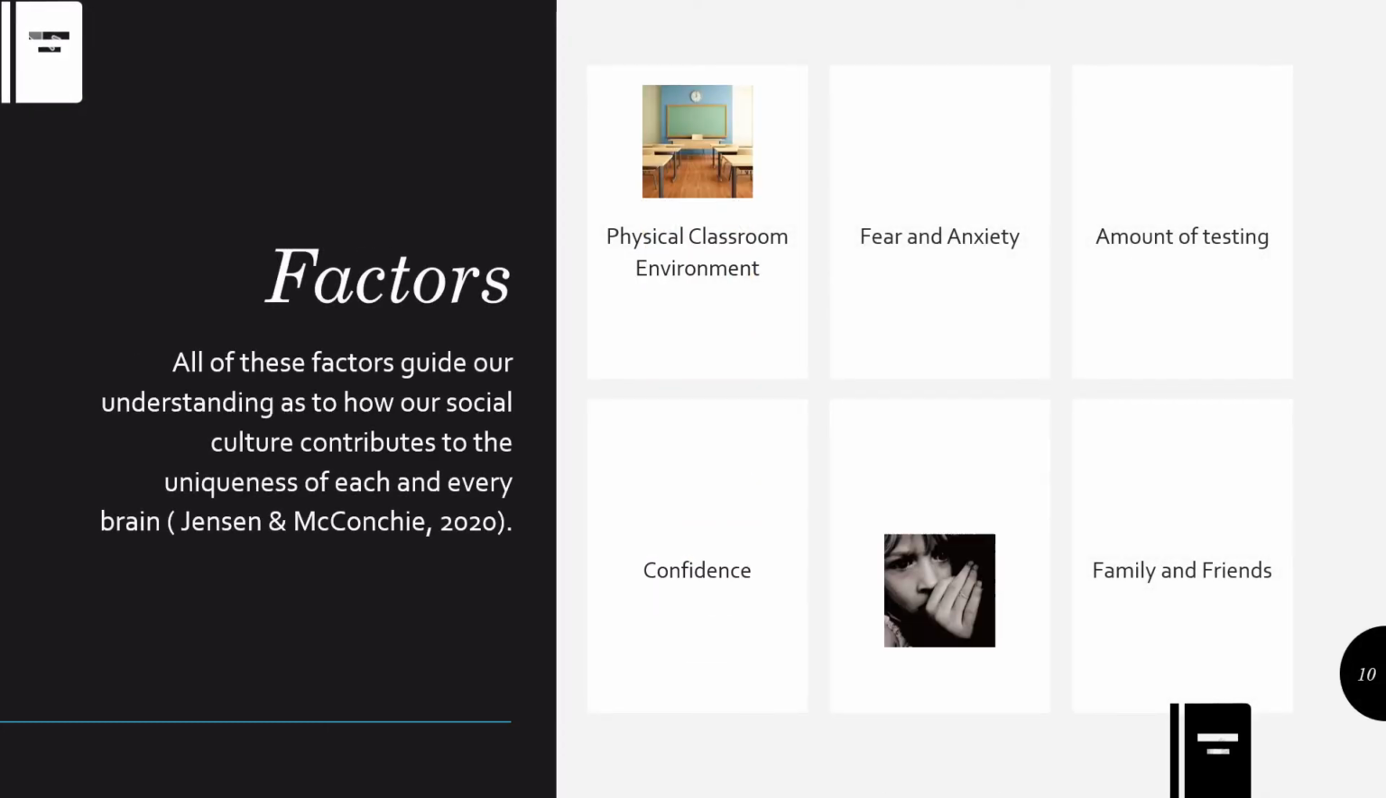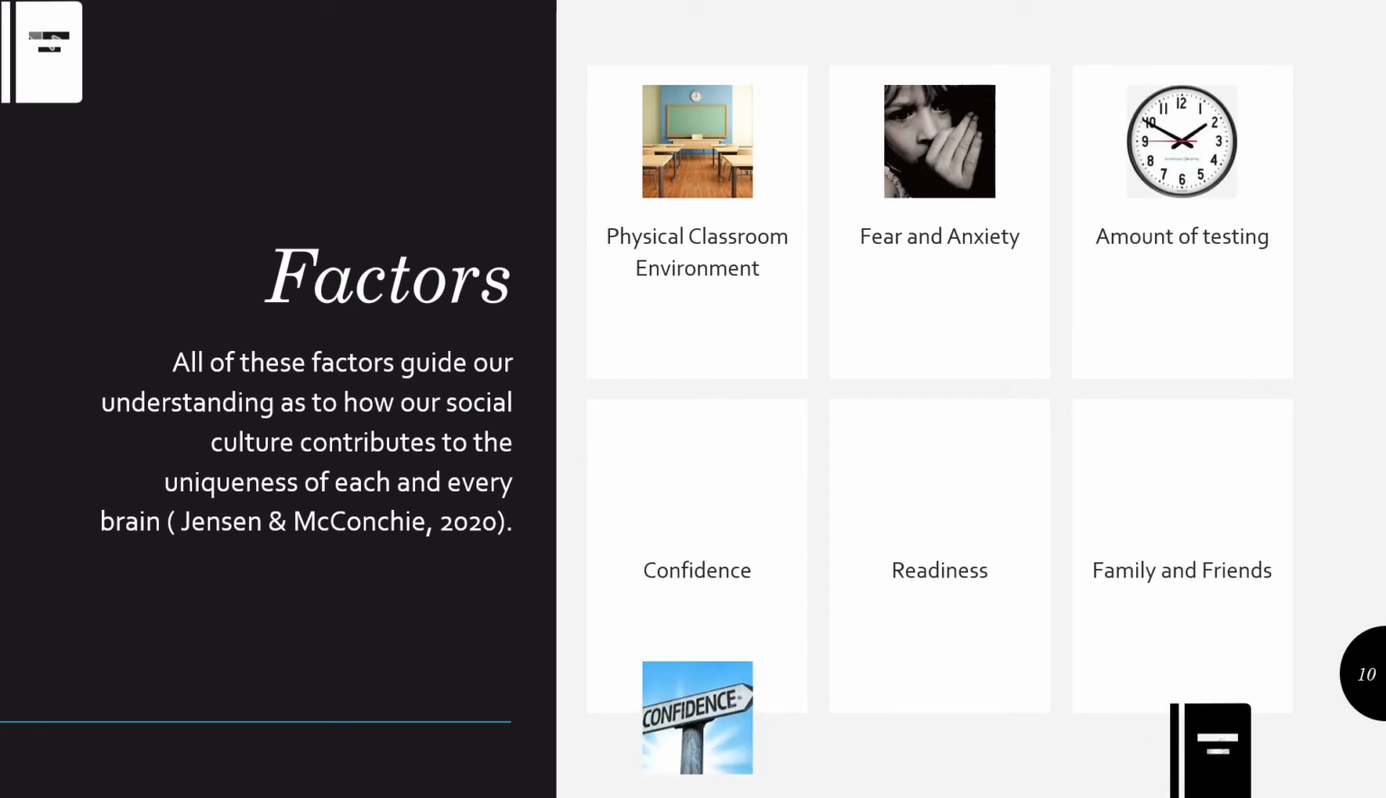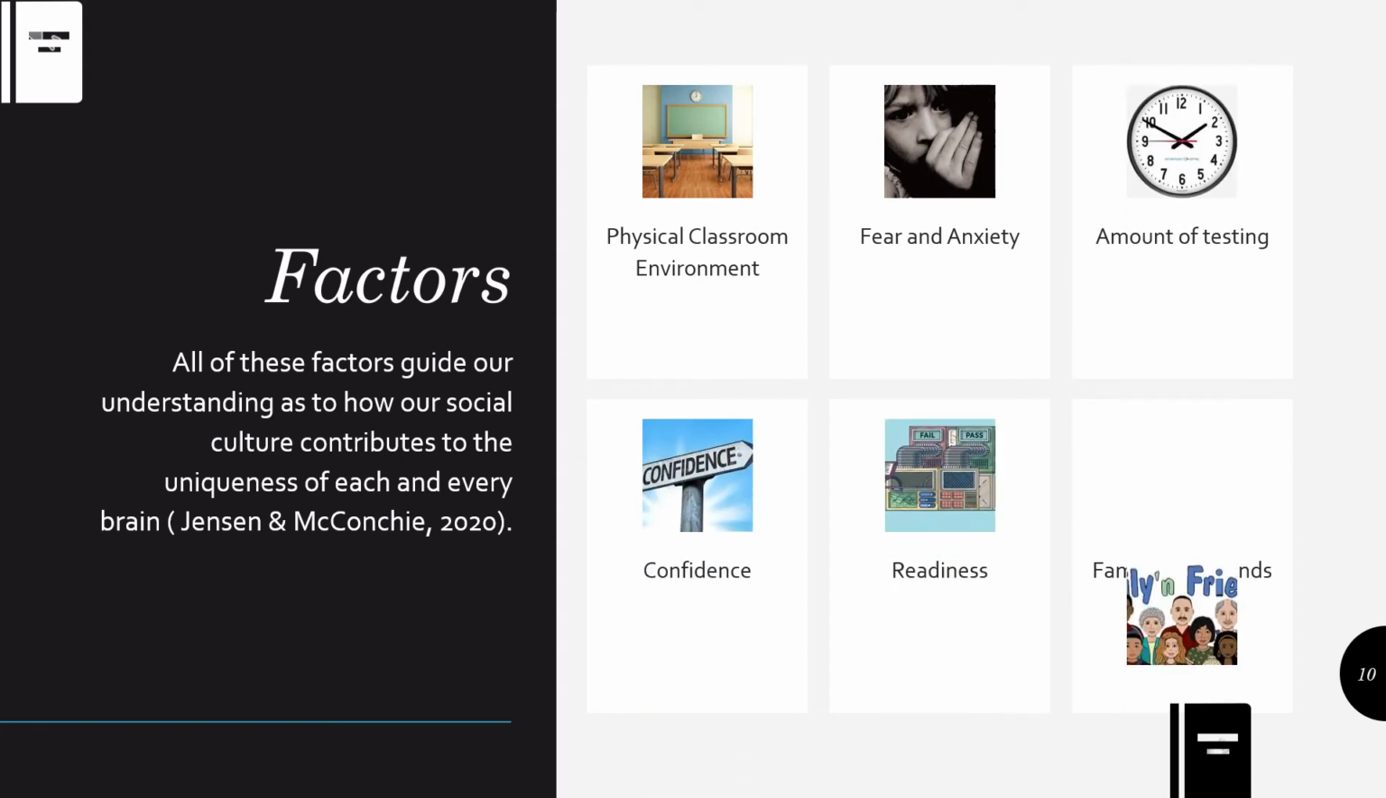There are many factors that can prevent the success of a student during testing, starting with the classroom environment. If a student does not feel comfortable in a room, this may affect how well they do on their tests. This may cause the student to feel fear and anxiety. Many students already have bad testing anxiety, and if they feel too much pressure to do well, this might heighten the problem.